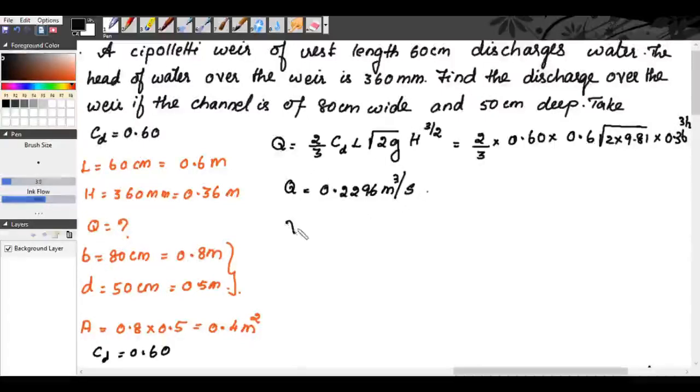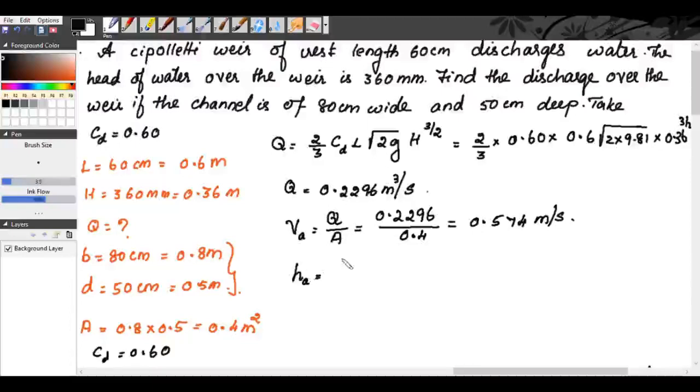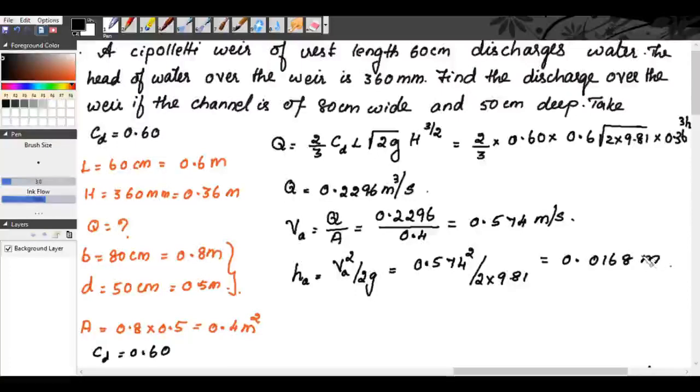Now we will find the velocity of approach, VA, equal to discharge by area. So it is 0.2296 divided by the area 0.4. We get 0.574 meter per second. Now we can find HA, the additional head due to velocity of approach, equal to VA square by 2G. So 0.574 square by 2 into 9.81 equals 0.0168 meter. This is the additional head.